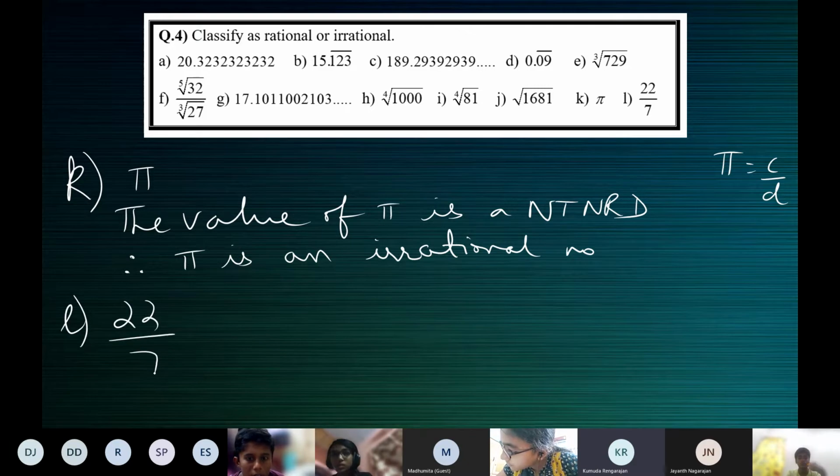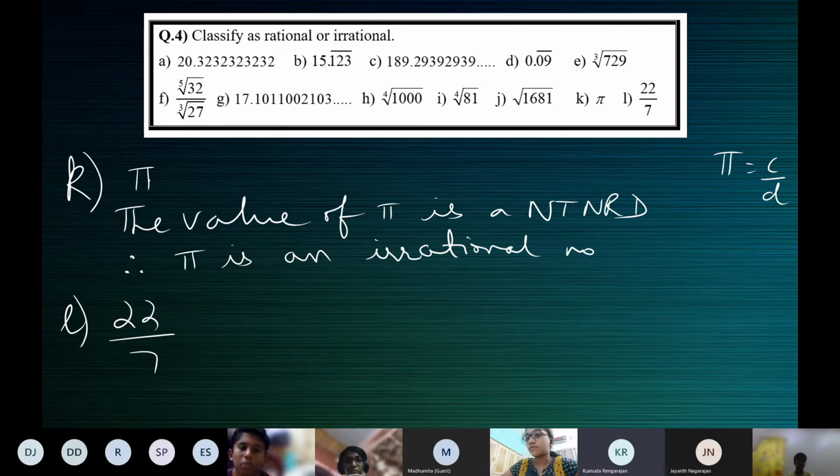Now we have heard pi is equal to 22 by 7. Pi is not exactly 22 by 7. It's approximately 22 by 7, which is used for calculation purposes. The value of pi is a non-terminating, non-repeating decimal. It's an irrational number. But 22 by 7 has a p by q form.